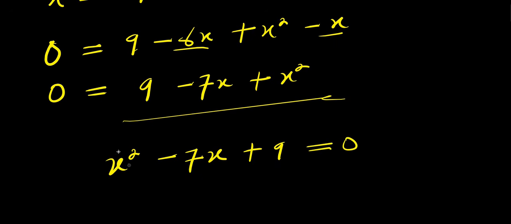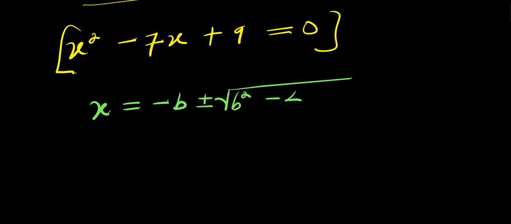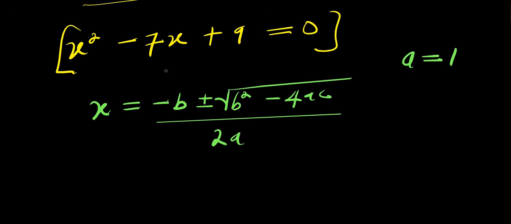So at this point, we can consider solving this quadratic equation using the formula method. The formula is x equals negative b plus or minus square root of b squared minus 4ac, divided by 2a. So from here, a equals 1, which is the coefficient of x squared. b equals negative 7, which is this. And c equals 9, which is this.